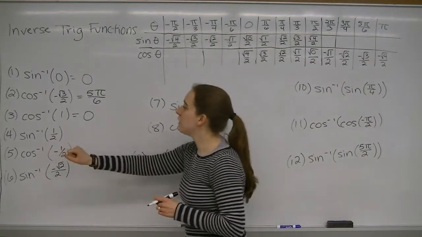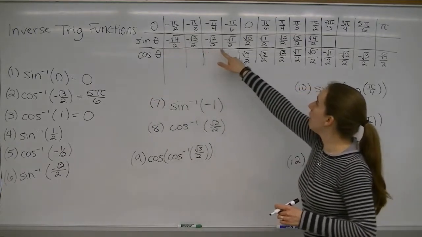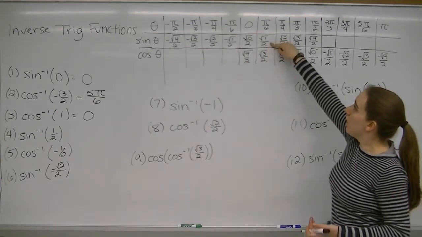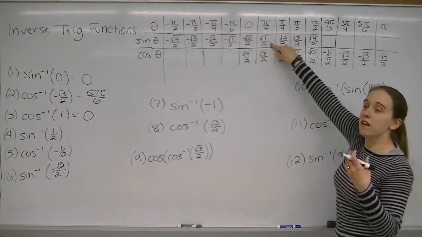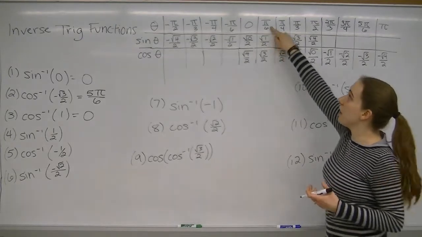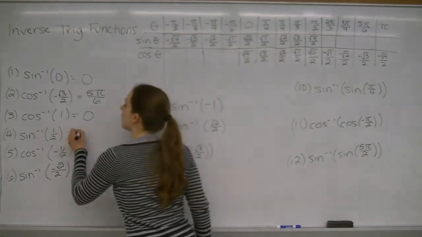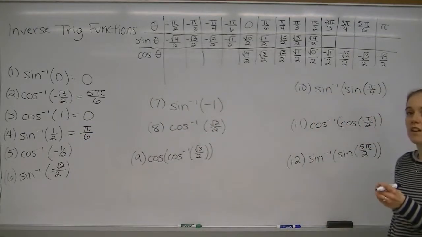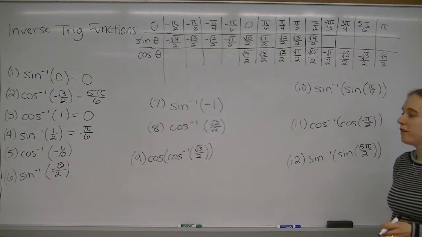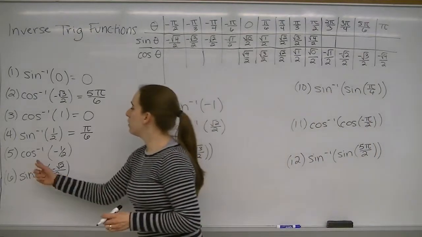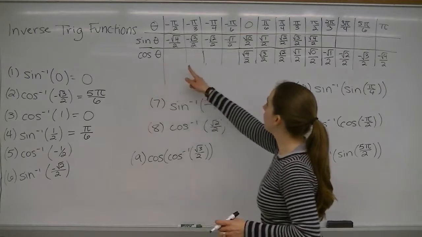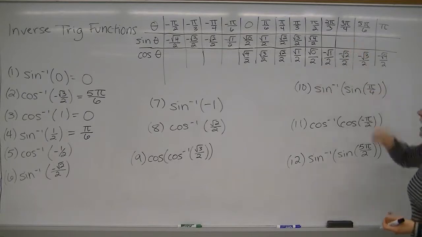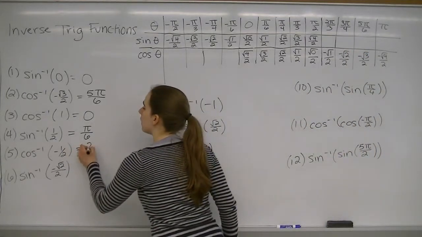Okay, so for sine inverse of 1/2. So I go back to my sine row. 1/2 is right here. So that's where sine of theta is equal to 1/2. That theta was pi over 6. So pi over 6 is my output for sine inverse. That was the angle whose sine was 1/2. So cosine inverse of negative 1/2, follow my cosine row. Here's where negative 1/2 happens. It happened at 2 pi over 3.